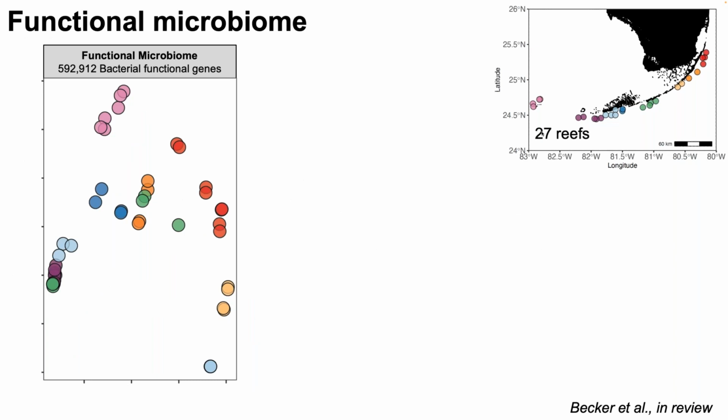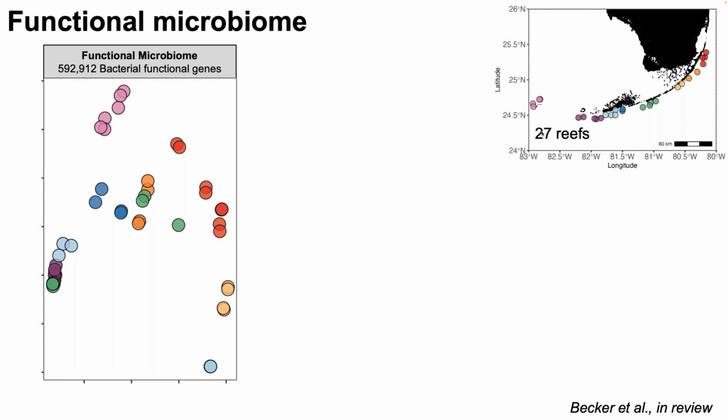This was done using a metagenomics-based approach where we're looking at microbial functional genes. And this produces a ton of data. So basically two orders of magnitude more data than I showed you with the taxonomic microbiome. There were 14 million reads per sample. This was also done in duplicate for samples taken from 27 reef sites.